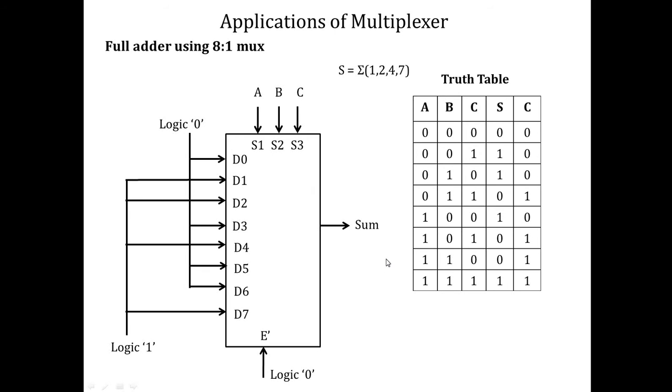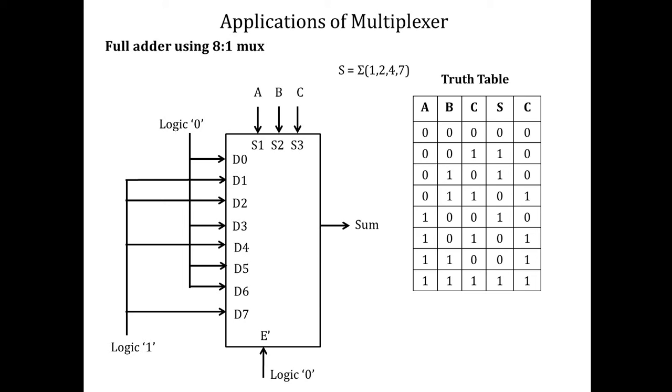Next application of multiplexer is full adder using 8:1 multiplexer. If you see the truth table of full adder, the sum is enabled for 1, 2, 4, 7. So to design this, we connect 1, 2, 4, 7, that is D1, D2, D4 and D7, to logical 1, and the remaining inputs to logical 0. Based on the select pins, the sum output will be given.